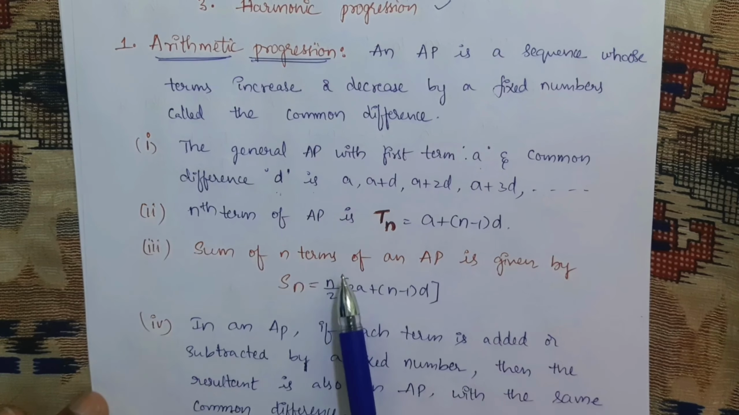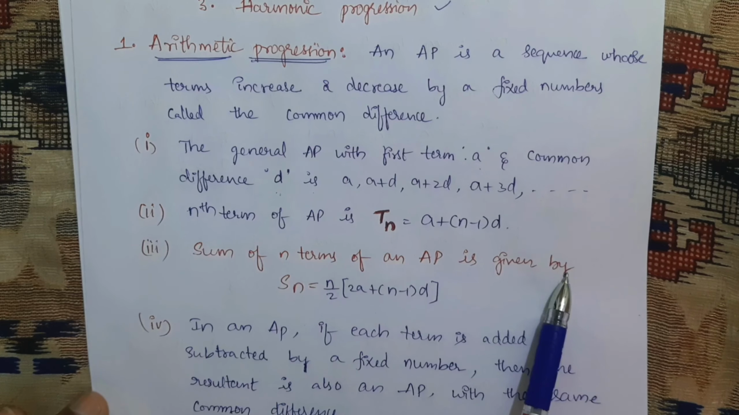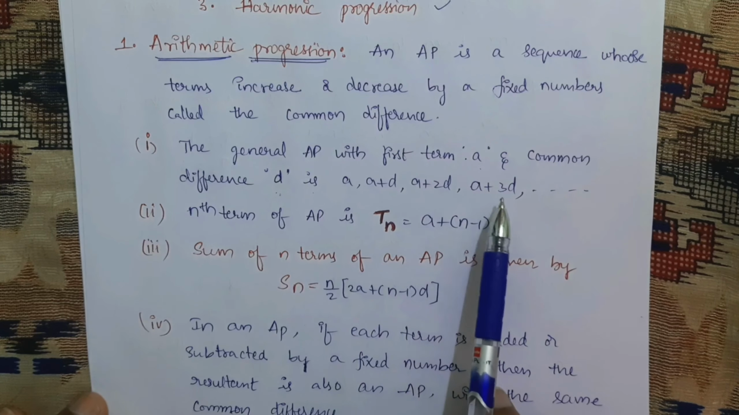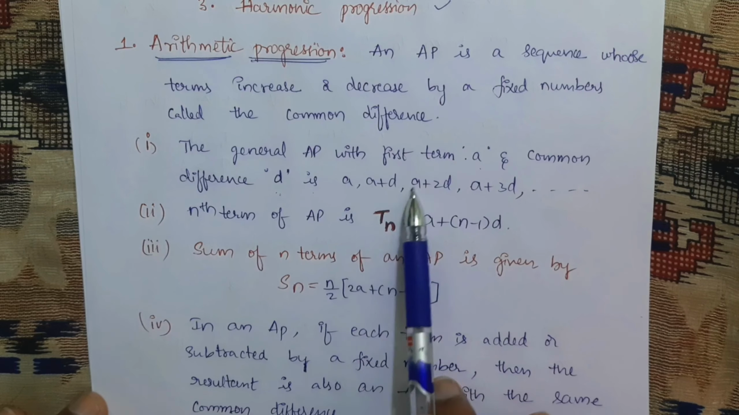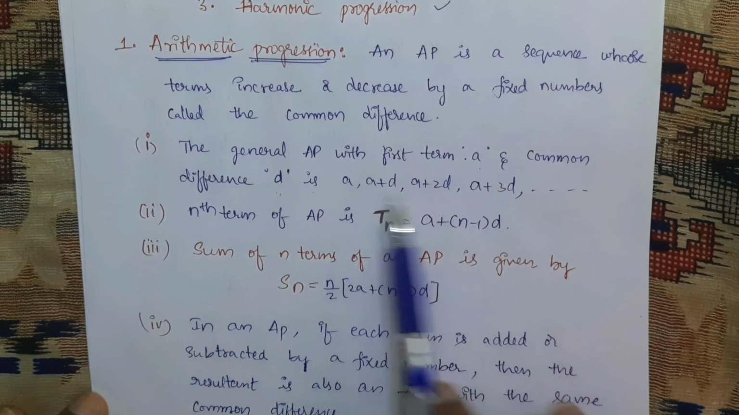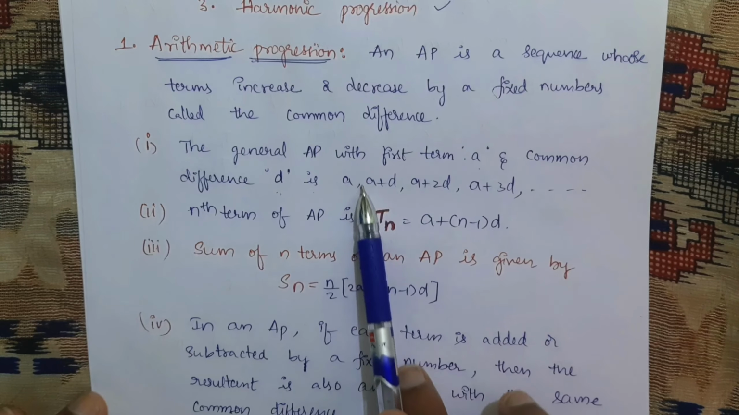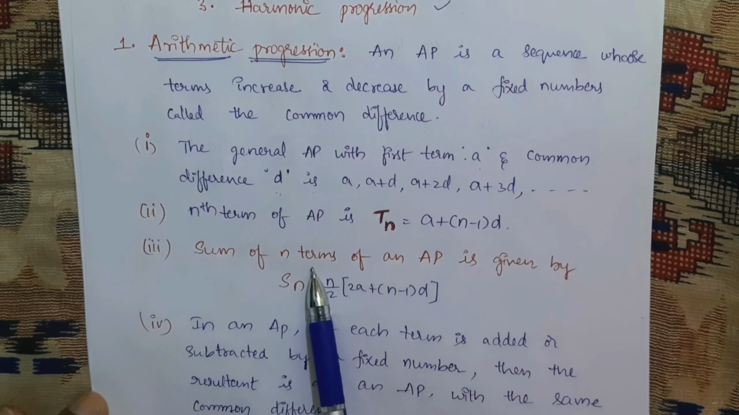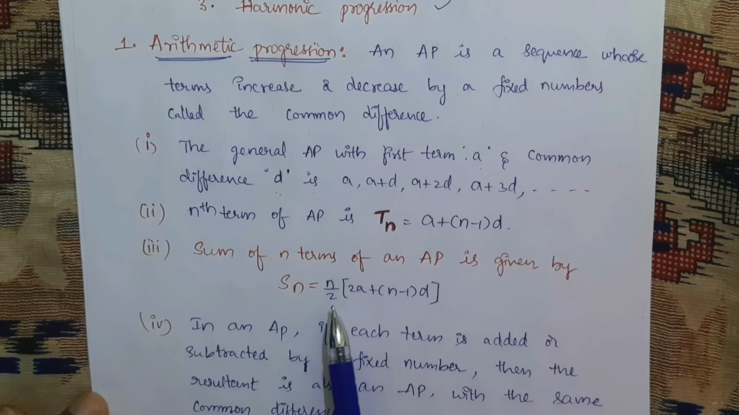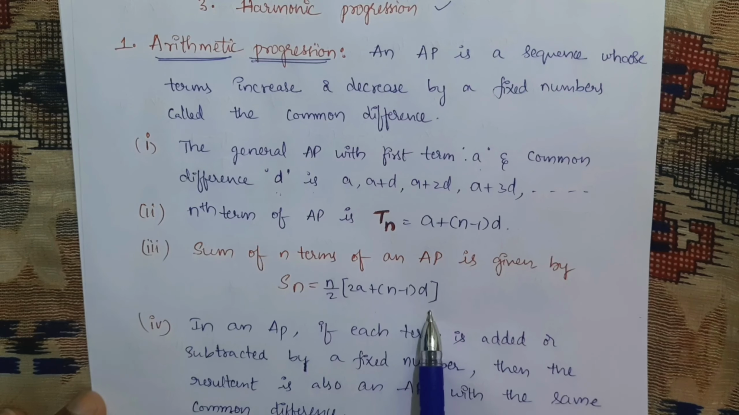Next, the sum of the n terms of an AP. These are the terms in a sequence which are in AP. After identifying that they are in AP, if we add all those terms, that is the sum of n terms, we will get Sn is equal to n by 2 into (2a plus (n minus 1) into d).